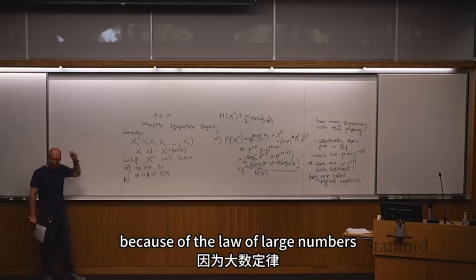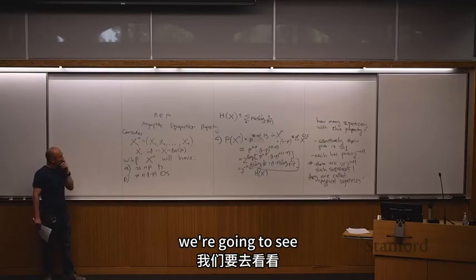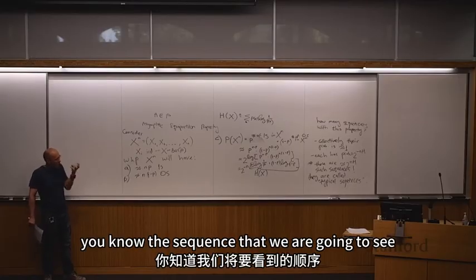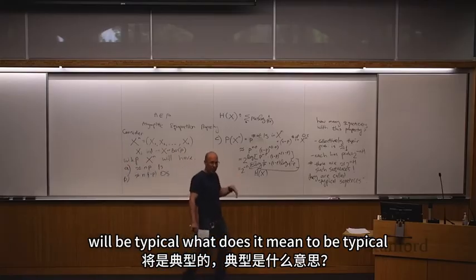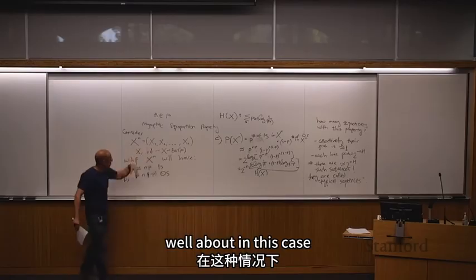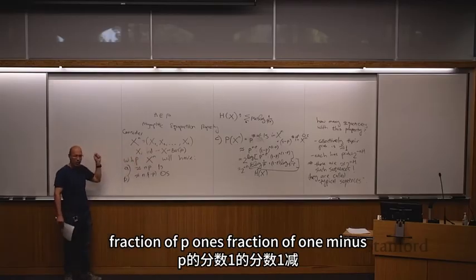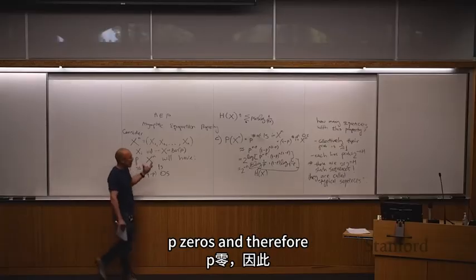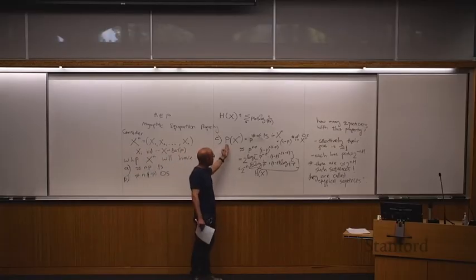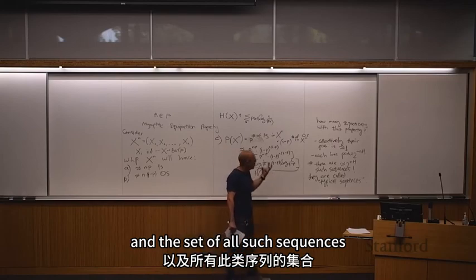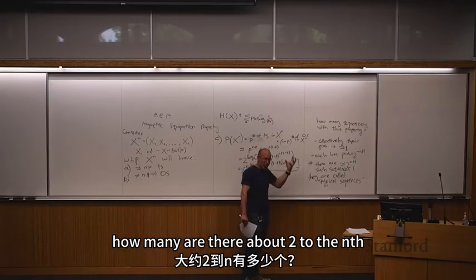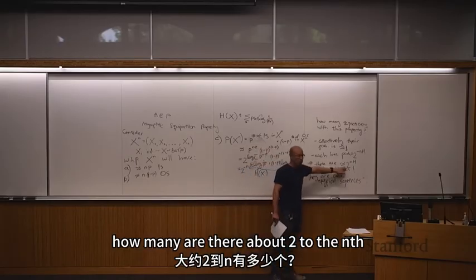With high probability, because of the law of large numbers, the sequence that we are going to see will be typical. What does it mean to be typical? Well, in this case, about a fraction p of 1s, a fraction 1 minus p of 0s, and therefore a probability which is about 2 to the minus nH. Okay? And the set of all such sequences, how many are there? About 2 to the nH.